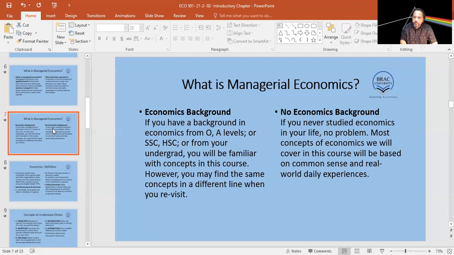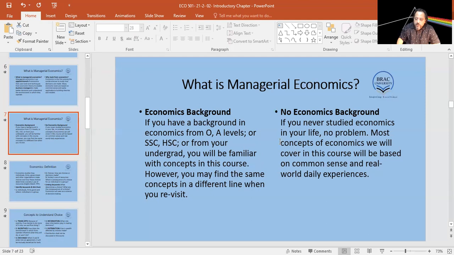No problem. Even for those who haven't studied economics before coming to this course, most of the concepts that we are going to look at are based on common sense. If the price increases, what will you do? As a consumer, you tend to buy less. If the price increases, what will you do? As a seller, you will try to sell as much as possible. So these are all common sense topics. Most of them are, so there's nothing to worry about.